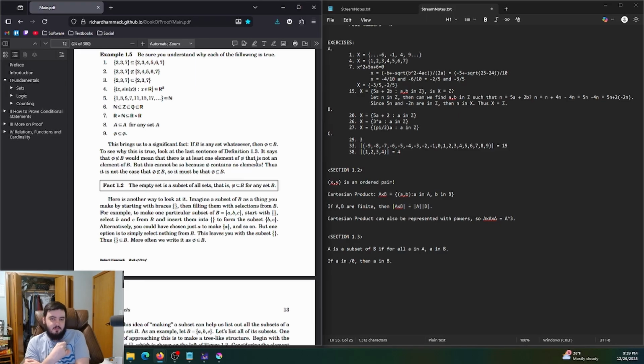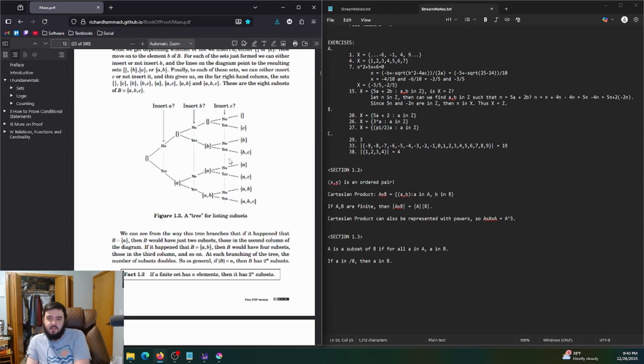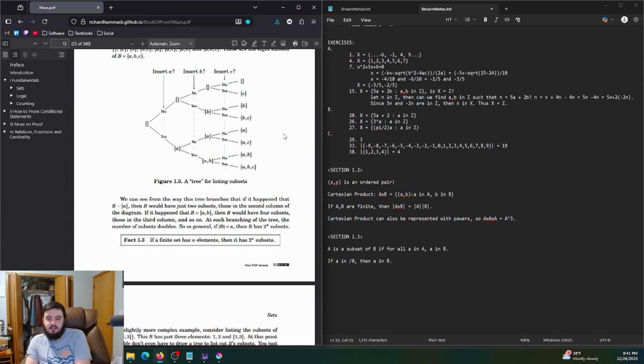If the empty set is not a subset of B, then there is at least one element of the empty set that is not an element of B. But there are no elements of the empty set. Given a set B, making a subset tree can help us list out all the subsets. Oh, he's about to get to the power set. Yeah, that does give you all the subsets. If a finite set has n elements, then it has 2 to the n subsets.